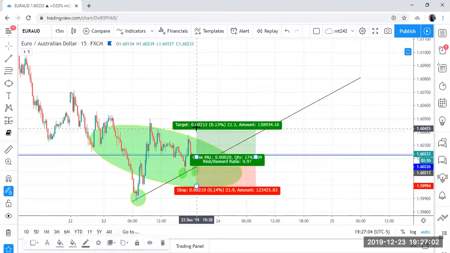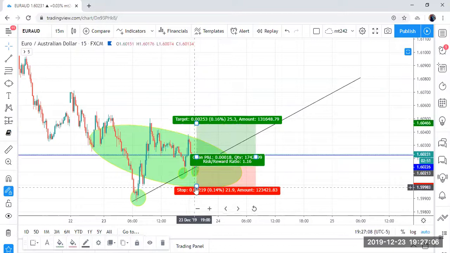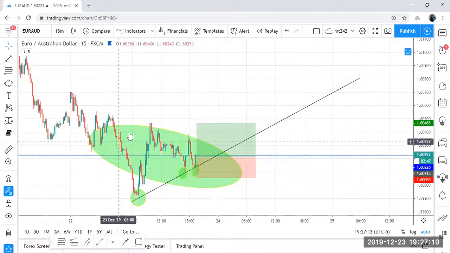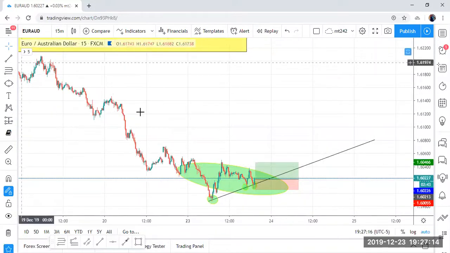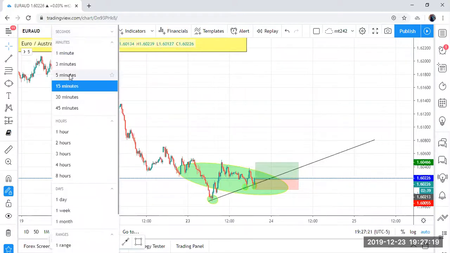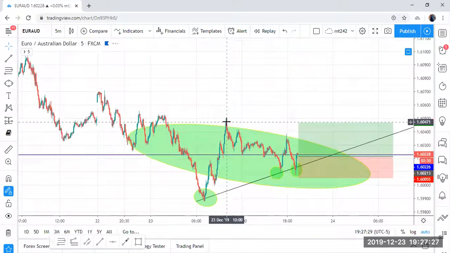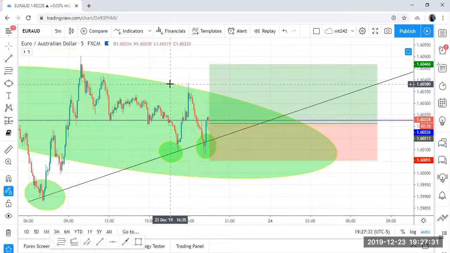Three minutes left on this candle. 15 pip stop loss. Target will be the last high, which is here. See what's going on in the 5 minute chart. Again, the higher time frame rules.